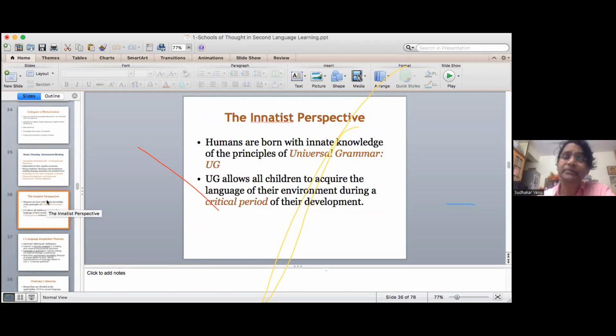And this innativist perspective is also one form of essentialist perspective, because there is an essence in the human mind. Humans are born with innate knowledge of the principles of universal grammar. Universal grammar allows all children to acquire the language of their environment during a critical period of their development. Maybe the critical period is 7 years, or 6 years, or, depending on different geographies, maybe 8 years. Once the child attains the critical period, that usually allows him to learn a number of languages.